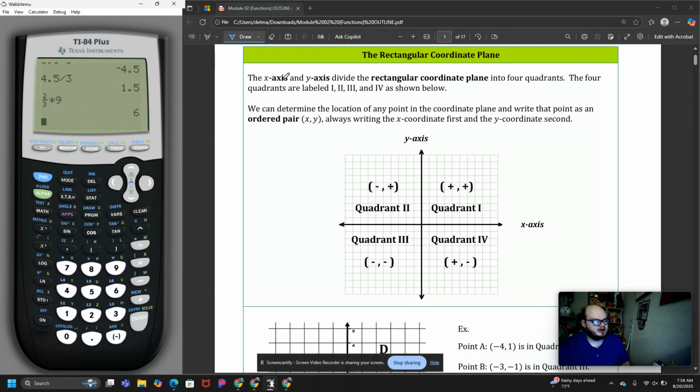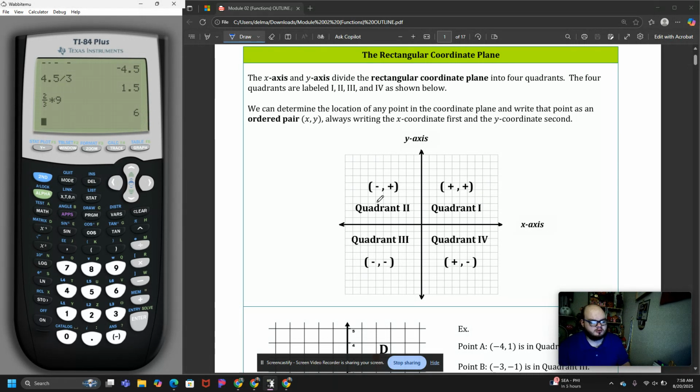So the x-axis is that horizontal line. Okay, I always think of them in terms of vertical and horizontal. The y-axis is that vertical line, okay? And this creates a rectangular coordinate plane. The rectangular name because of its shape. The coordinates come because each of your numbers are in a coordinate pair, and it's called a plane because it's what we call space. Okay, it has 4 quadrants. That just means 4 spaces.